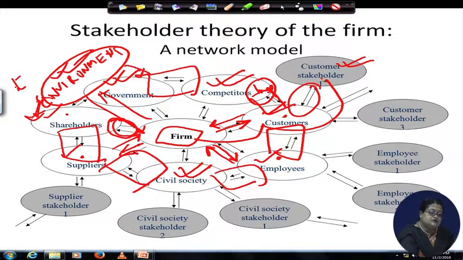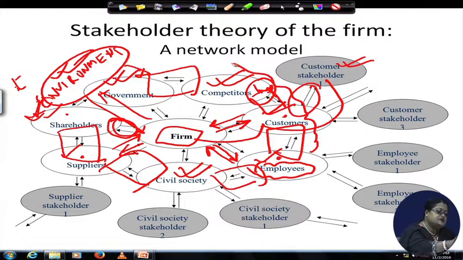And this network gives an idea to the firm about if my business is affecting one of the stakeholders in a certain way, because all the stakeholders are connected to each other, it may send ripples across, and that may have a major impact on how I do my business.